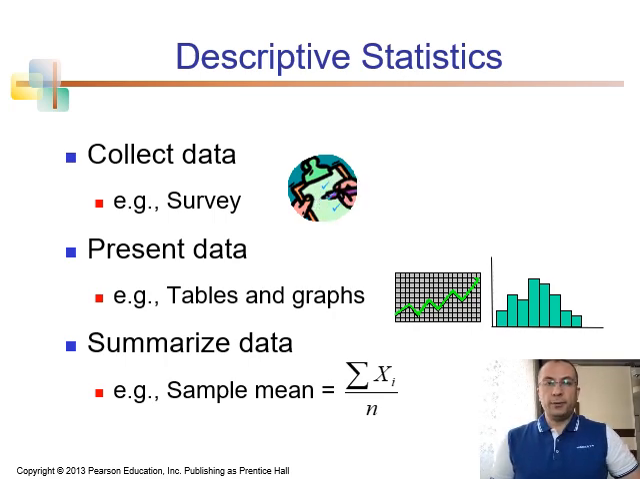So for descriptive statistics, first we have to find data, and if it doesn't exist, then we have to collect the data, maybe using a survey. And then we present the data using tables and graphs. And we summarize the data using statistics, such as sample mean, sample standard deviation, properties of the data.